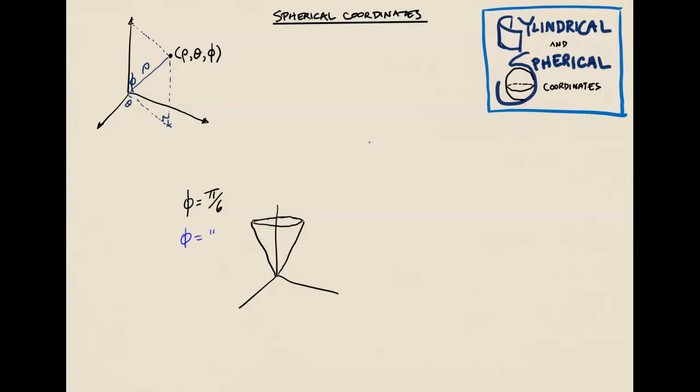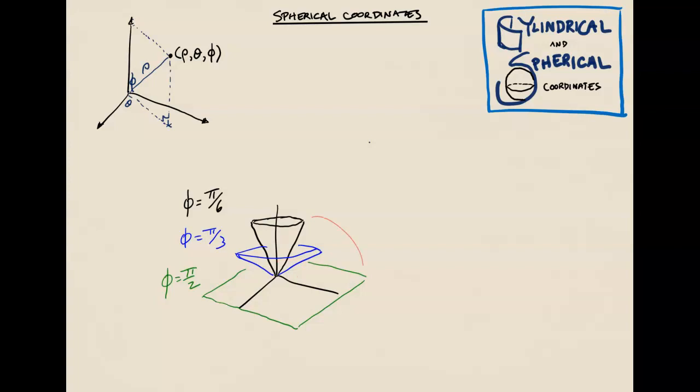Similarly, if we were looking at phi is pi over 3, that might look something more like this. It would be another cone, and to get to any point on this cone means that we've rotated through 60 degrees, pi over 3 radians to get there. What would the graph of phi equals pi over 2 look like? That wouldn't be a cone at all. That would be the xy plane, because every point on this plane is going to have some certain theta value and some certain rho value, but its phi value will definitely be pi over 2.